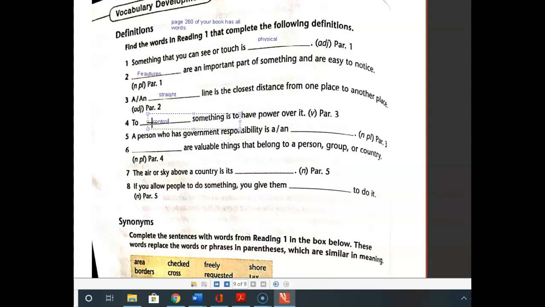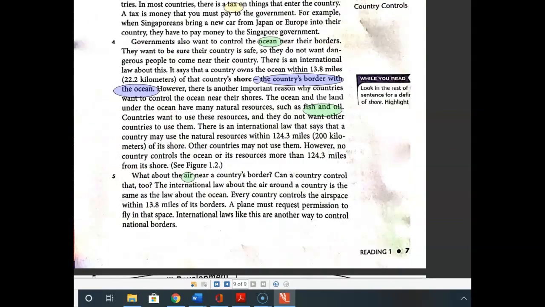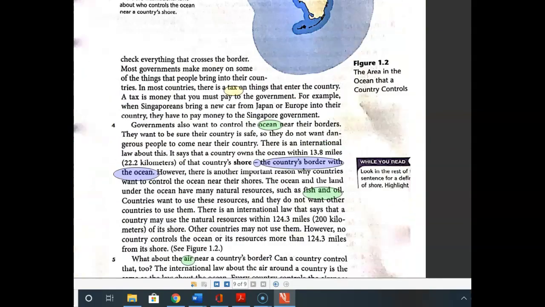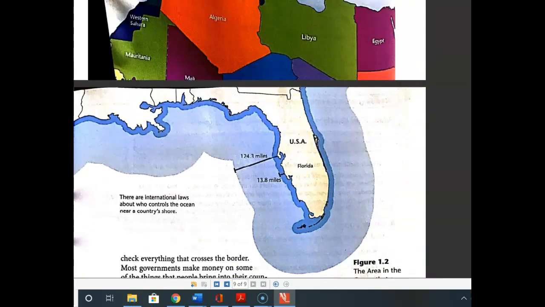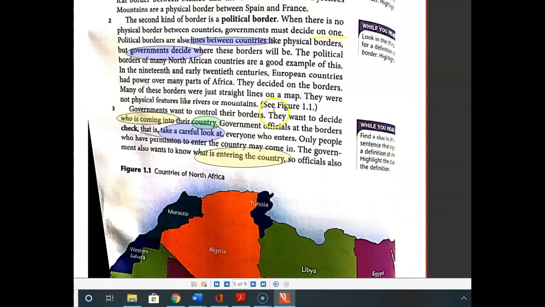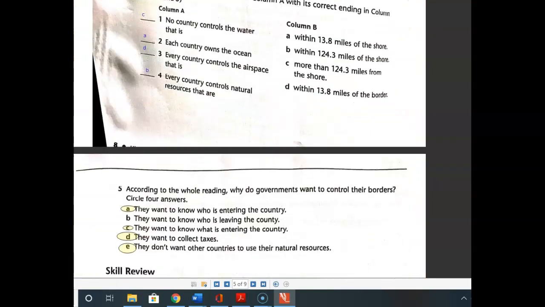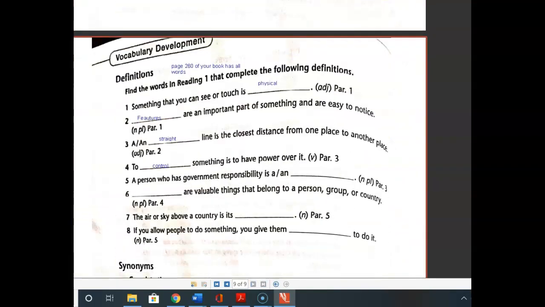Number 5, a person who has government responsibility is a, paragraph 3, is a, what? Government official. So that is a word, official, which can also be a noun, a person. An official is a person who has government responsibility. So for example, when you go to the airport, security officials check your documents.